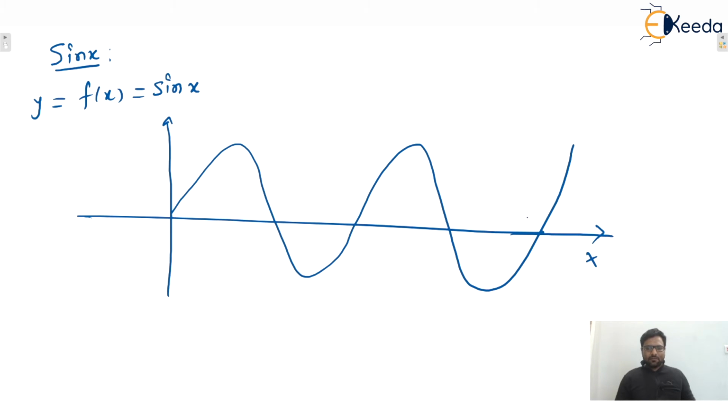On the x-axis there will be the domain, and on the y-axis there will be the range, isn't it? Now you only tell me, the minimum value of this function is -1 and the maximum value of this function is +1. So we can say that the range lies between -1 and +1. And what is the domain? We can put any values, isn't it?